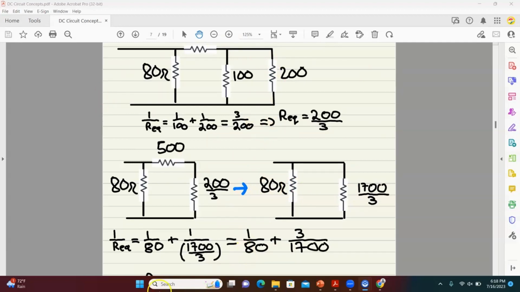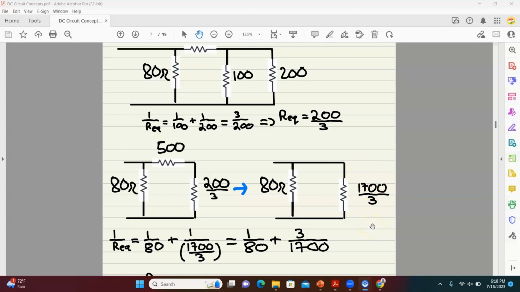Therefore, I can redraw this schematic. The 80 ohms is here. Here's the 500 ohms, and then I replace these 2 with 200 over 3. The 500 ohms and the 200 over 3 ohms are in series, so I can add them up in series. And now what I'm left with is an 80 ohm resistor in parallel combination with another resistor of 1700 over 3.